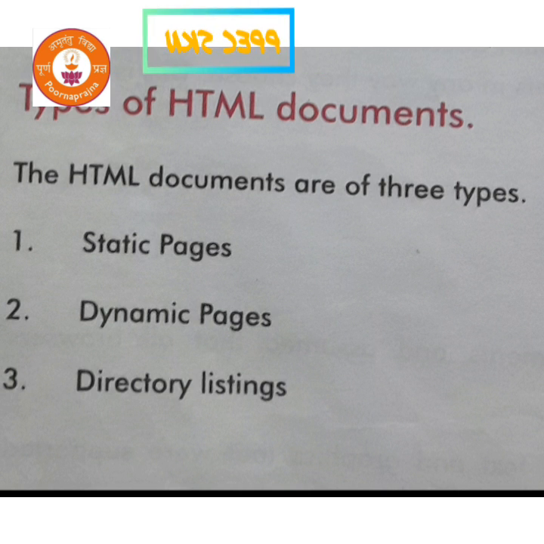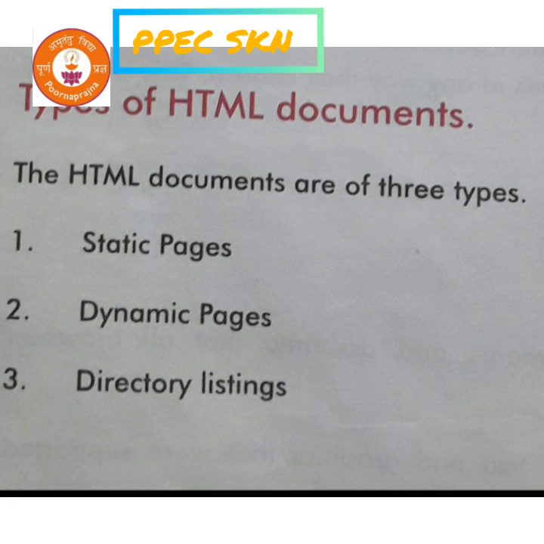And the third one is directory listing. These are the HTML pages which display a list of links or a list of URLs which are likely to contain the information asked by the user. These are the three main types of HTML documents: static pages, dynamic pages, and directory listings.